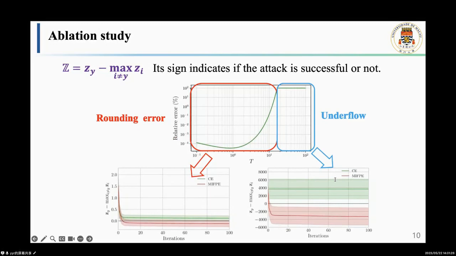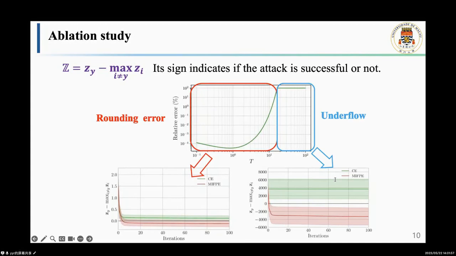This figure shows the detail of the failure of attack due to floating point errors, like rounding error and underflow errors. We select the capital Z, which is equal to Z sub y minus max over a not equal to y of Z sub a, because its sign directly indicates whether the attack is successful or not. The left side figure demonstrates that for samples that suffer from rounding error, the value of capital Z rapidly approaches 0 in the first few iterations and then remains positive afterwards.